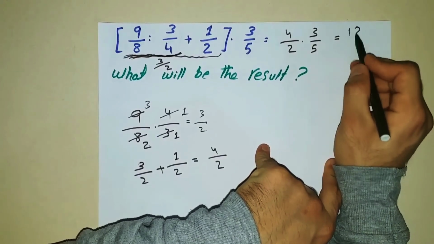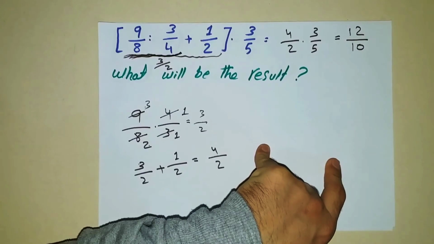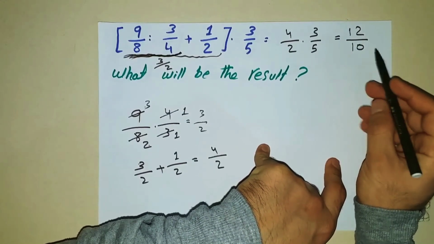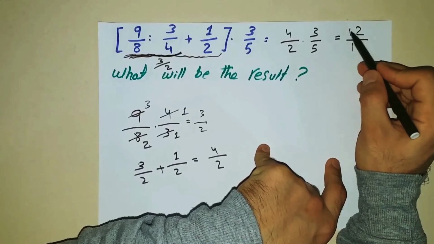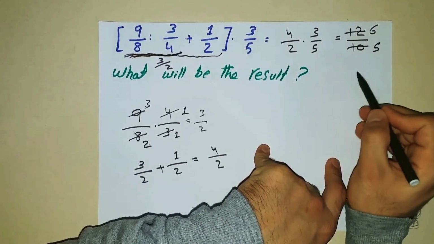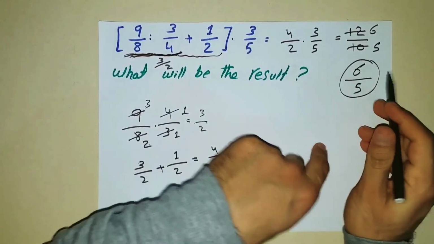3 fours are 12, 5 twos are 10. Now you can simplify them at the end with 2. 2 sixes are 12, 2 fives are 10. So our final result is 6 by 5.